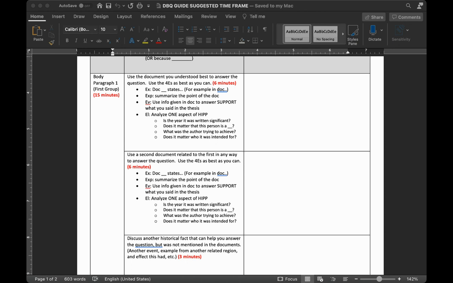When you're taking a test, if you can't do one of the 4 E's, well, then you don't do it. Don't spend your time trying to do something you can't do. Now is the time to practice. Now is the time to get this stuff down.